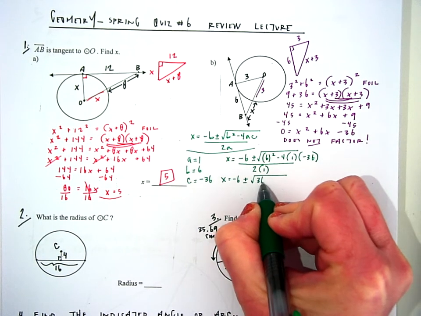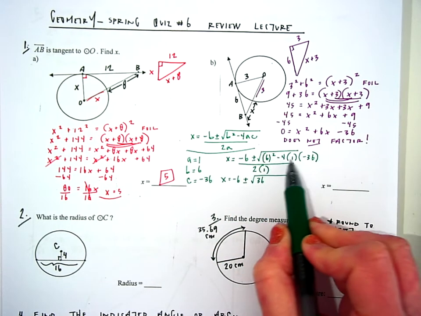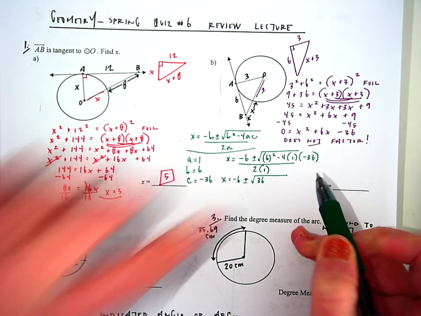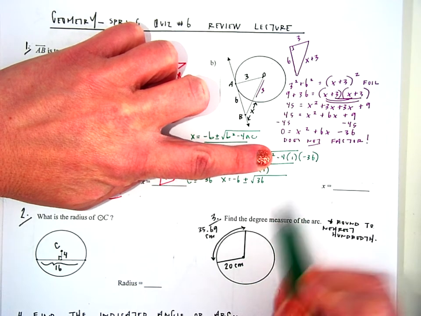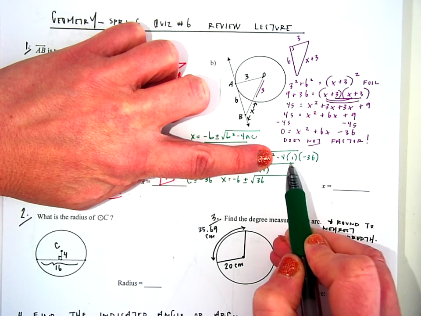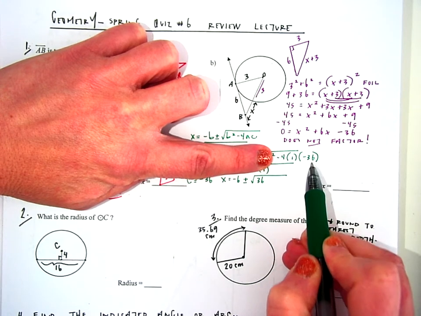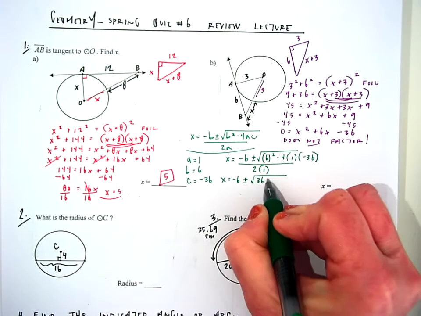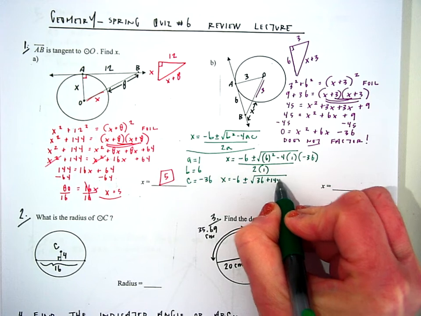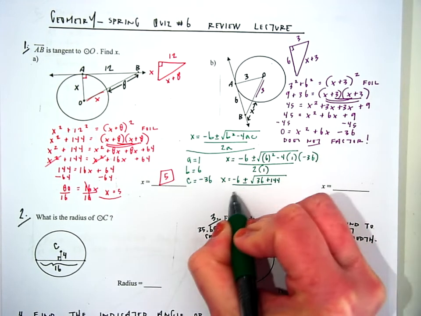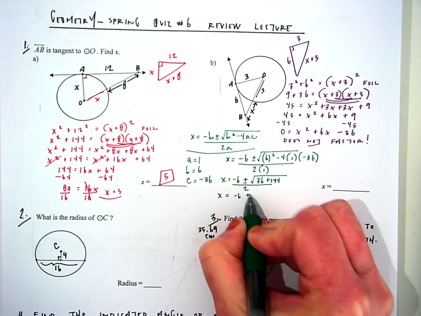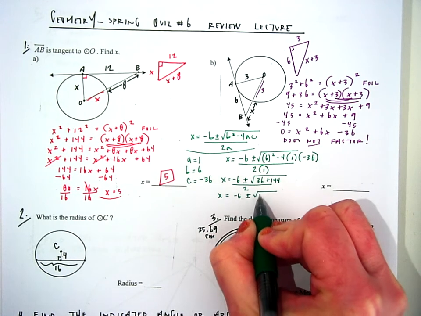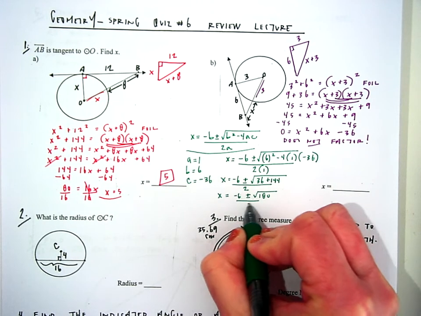Well, I have 36 here, and then remember, here's where I usually see a mistake. So this whole part right here, that is a package. That is a product. So I'm looking at what's negative 4 times 1 times negative 36. And that's going to give me positive 144, all over 2. Okay, one more little cleanup. So negative 6 plus or minus the square root of 180 all over 2.